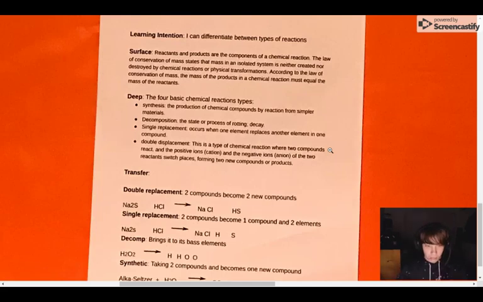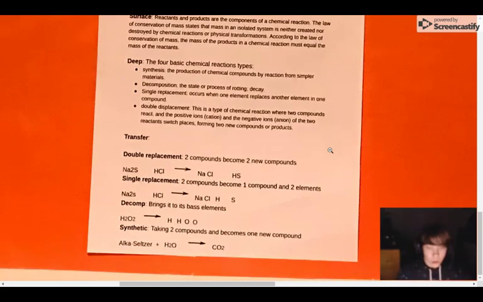Transfer: Name the type of chemical reaction when given an example. Sodium sulfur and hydrogen chloride get switched with sodium chlorine and hydrogen sulfur. Single replacement: two compounds become one compound and two elements. Double replacement: two compounds become two new compounds.